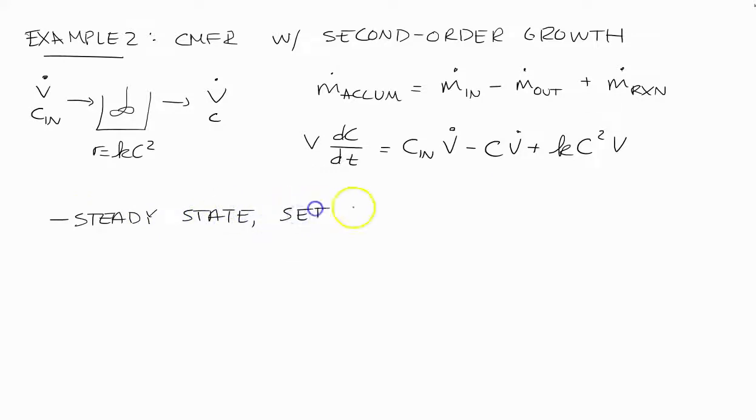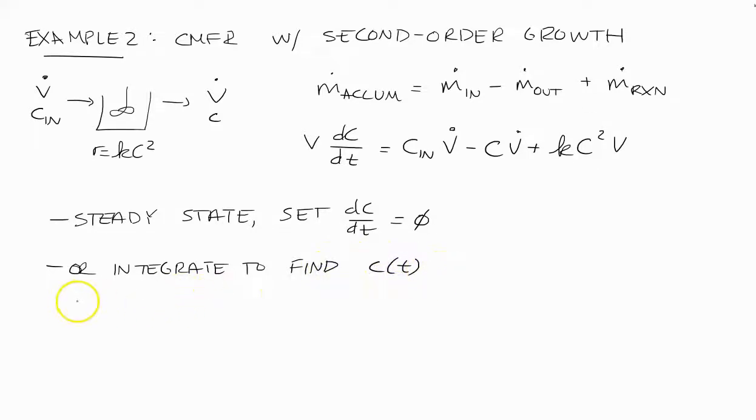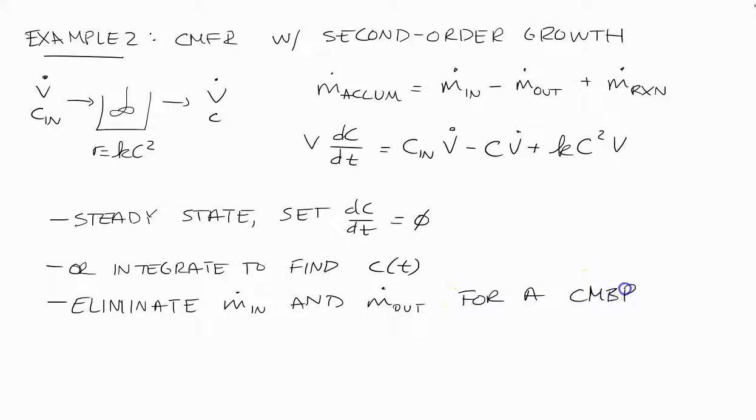If I wanted to solve for this system in steady state, I would just set dC/dt to 0 and then solve for C. Or if I was interested in how C was changing with time, I would need to integrate this equation to solve for C as a function of time. Finally, if I was looking at a CMBR, a batch reactor with second order growth, I would eliminate those in and out terms and work with that.